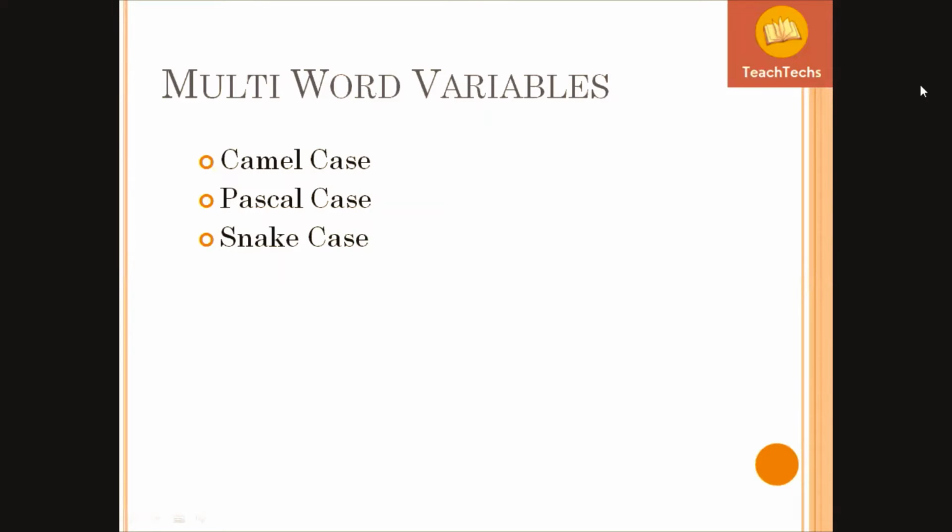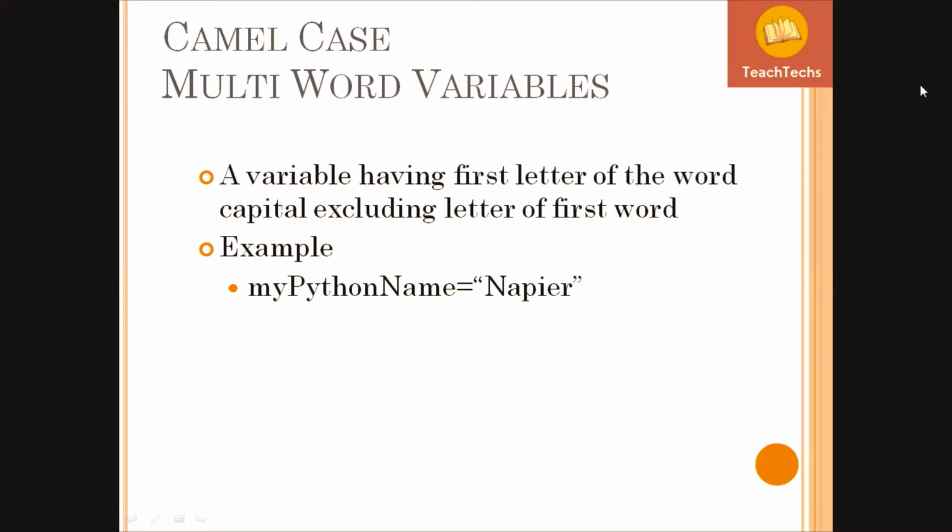Multi-word is a process of naming a variable with multiple words. This is a special feature supported in Python, which is not supported in other programming languages. For naming a multi-word variable in Python, we have three different processes. The first is camel case, the second is Pascal case, and the third is snake case. So let us learn one by one.